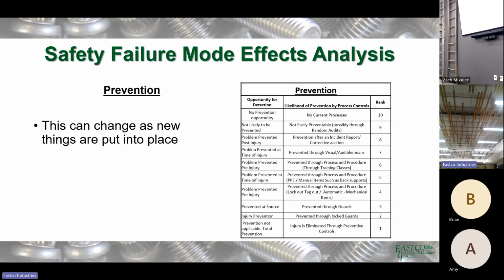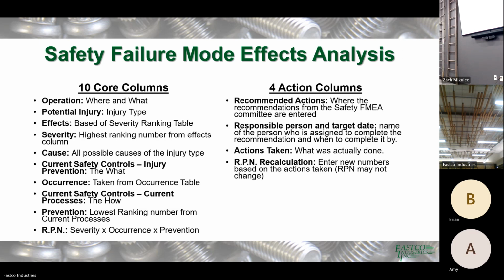So these are the things that we had to switch from automotive to manufacturing to the safety area. Again, these are the 10 columns. You have your operations. This is the where and what. For us, it's like our cold heading department, material handling, setup, the process of what you're doing, your auditing. Potential injury, this is your injury type. It needs to be basic and simple, not too wordy. You're not explaining it, you're just saying, this is what it is. Then you have your effects.